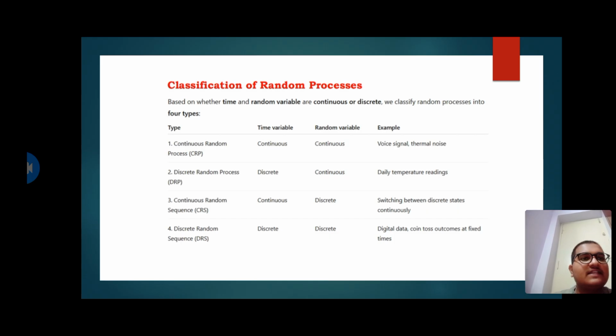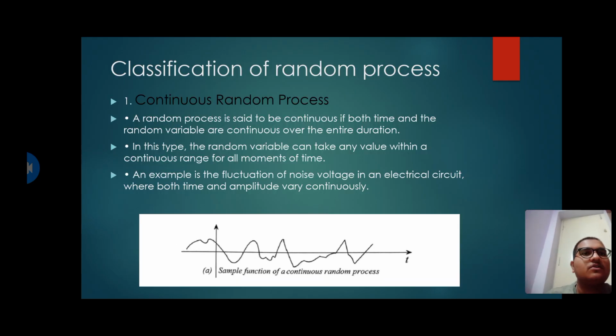Switching between discrete states continuously. Next, the last one, discrete random sequence, DRS. Here time is discrete and the random variable is also discrete. Digital data and coin toss outcomes at fixed times are some examples of discrete random sequences. Now let us further go into these concepts.